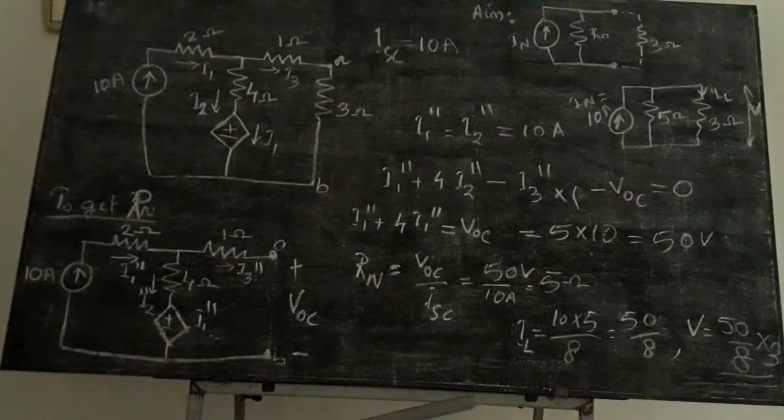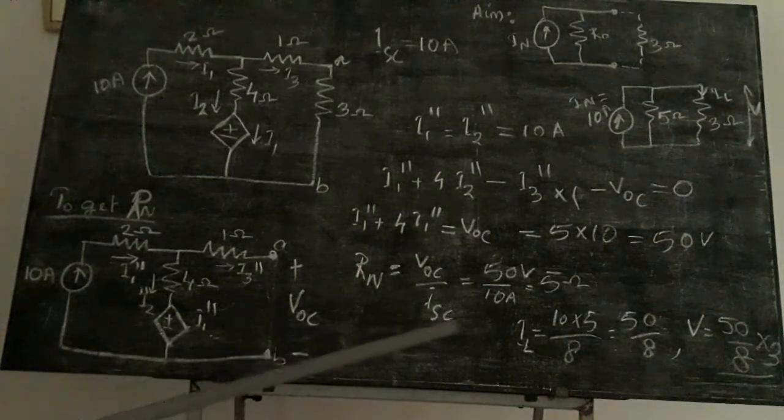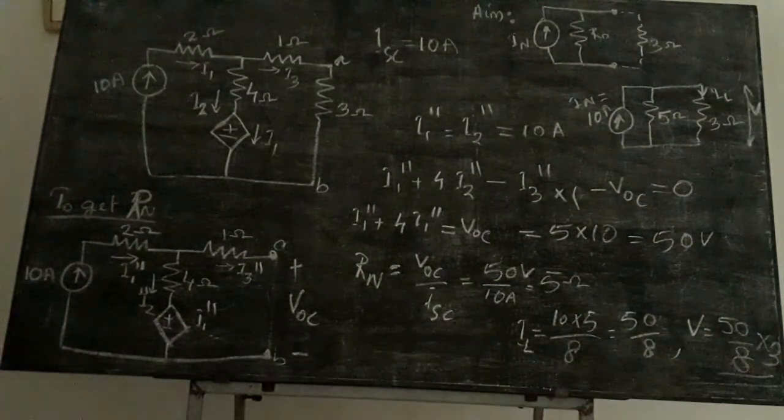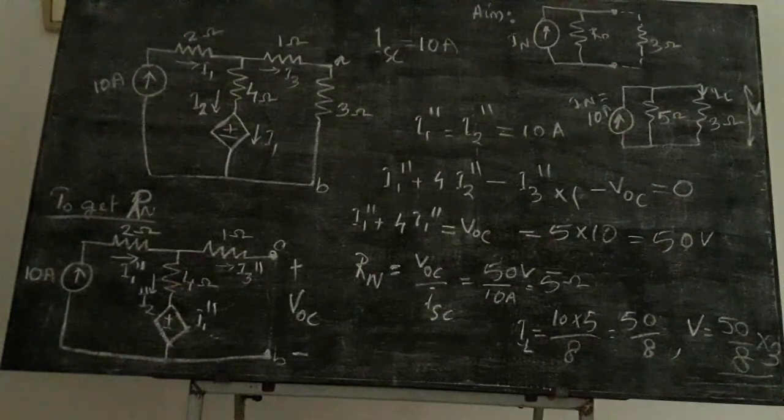Then the voltage across the 3 ohm resistor is equal to the current through the 3 ohm resistor into 3. That is 50 by 8 into 3. Solve, you will get the voltage across the 3 ohm resistor.